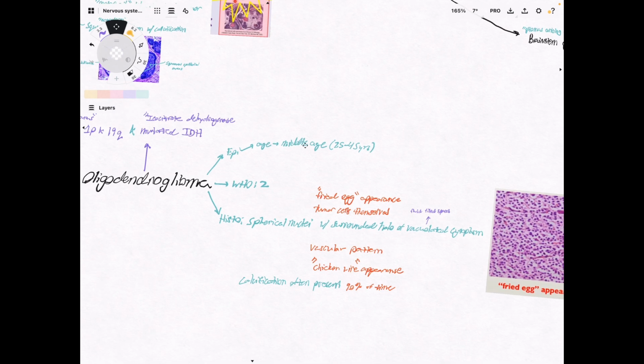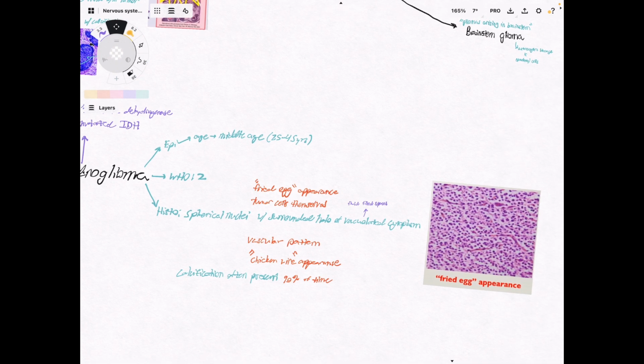So the epidemiology is they're going to present in middle age, so 25 to 45 years old. And they have a very low WHO rating, still not a 1, and still something to very much worry about. And the histology is you're going to have spherical nuclei with surrounding halo of vacuolated cytoplasm. So what this means is vacuolated just means you have fluid-filled spaces. So cytoplasm becomes very fluid-filled, and the nuclei are going to be very spherical.